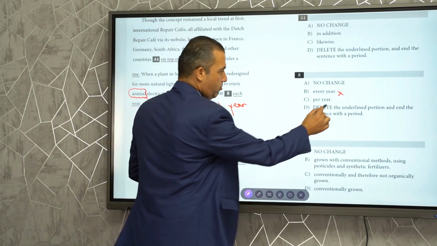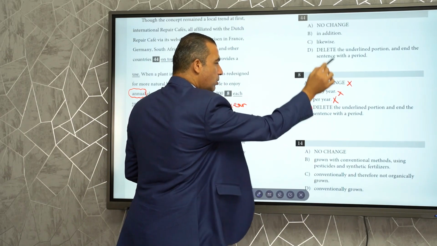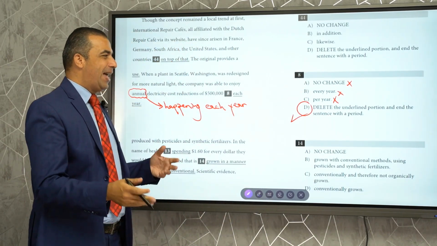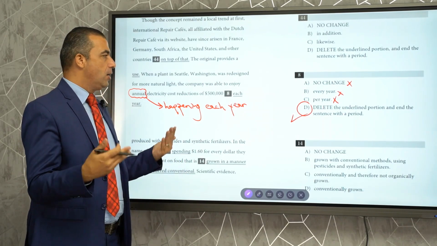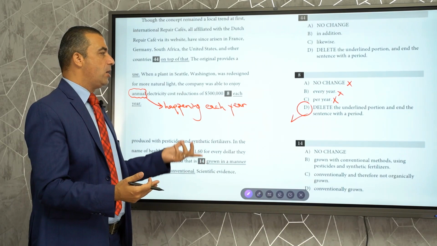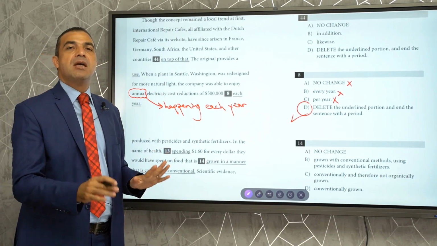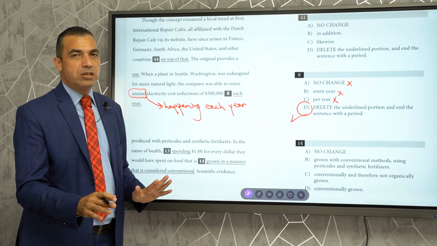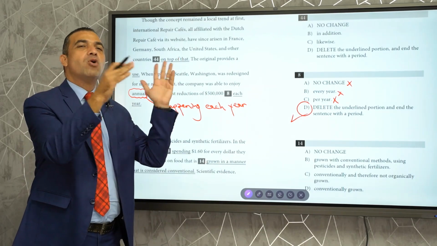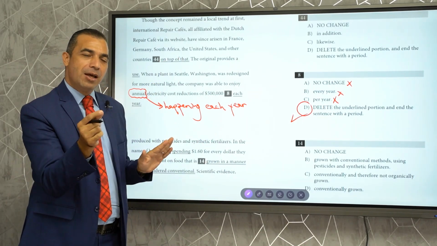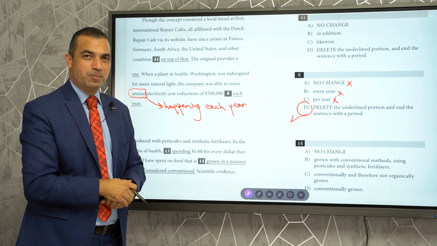So, of course not. So my answer is to delete the underlined portion and end the sentence with a period. Because it's needless to say each year, every year, per year, because I'm saying annual electricity cost reduction. This means that it happens every year. So remove or delete the underlined portion and end the sentence with a period. Got it? Thank you very much.